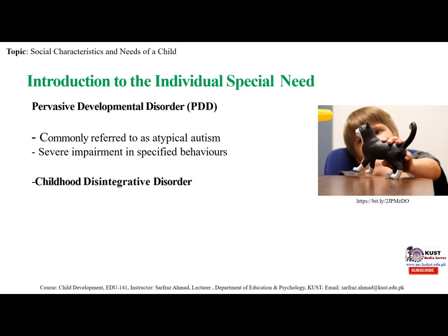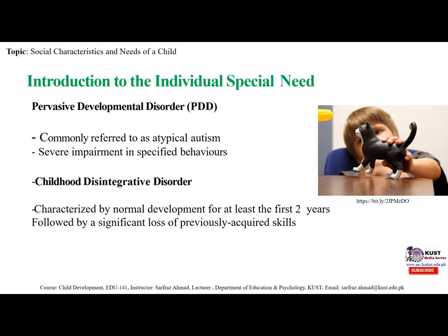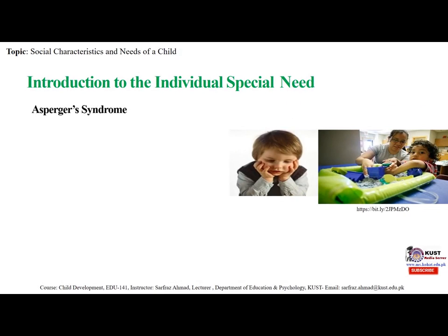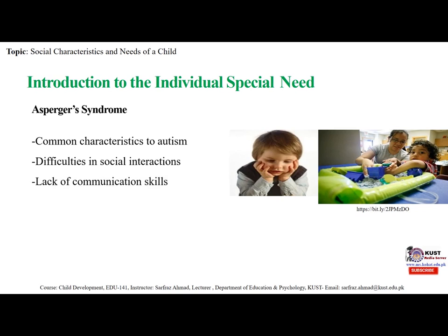In childhood disintegrative disorder, this is characterized by normal development for at least the first 2 years, followed by the significant loss of previously acquired skills. Then Asperger's syndrome has characteristics common to autism and difficulties in social interactions. Lack of communication skills may be there, with little impairment in language and cognitive skills. More common in boys also.